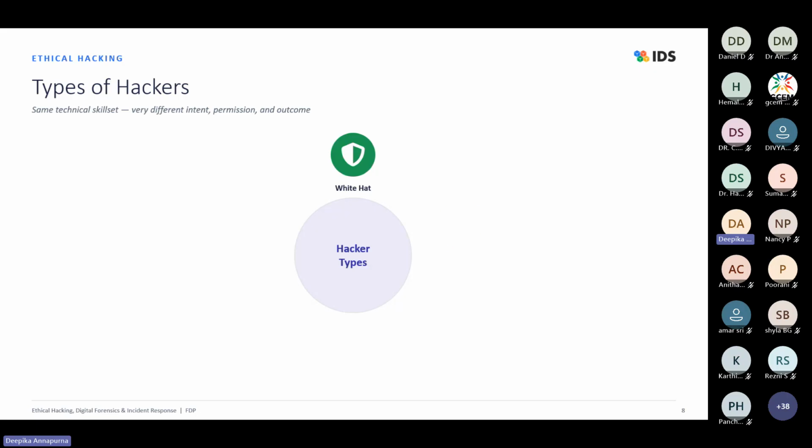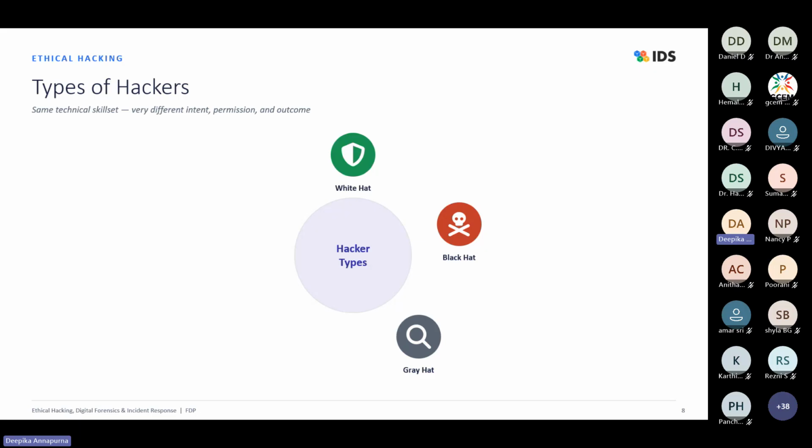Okay. The second one is the black hat. That is nothing but a malicious hacker. This hacker will illegally exploit those vulnerabilities for financial gain, or stealing confidential data, or for his personal benefit, whatever may be the reason. He is doing it illegally to gain the access.